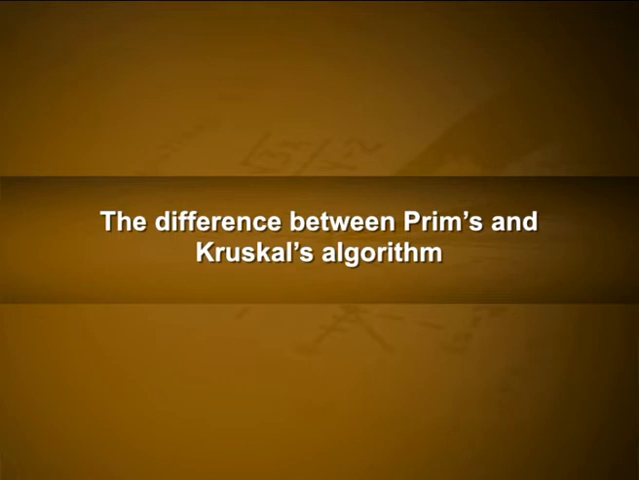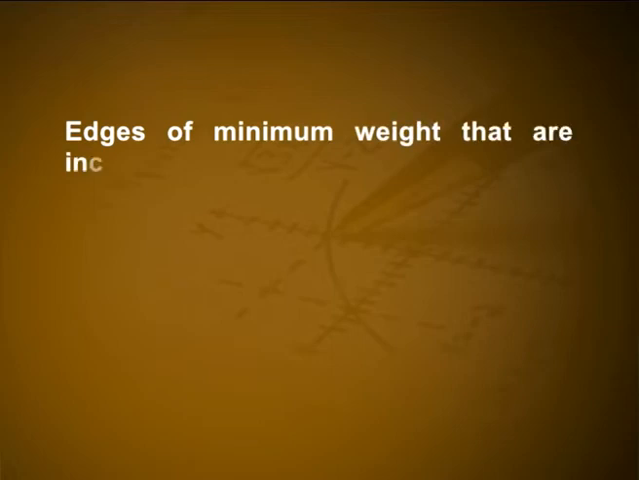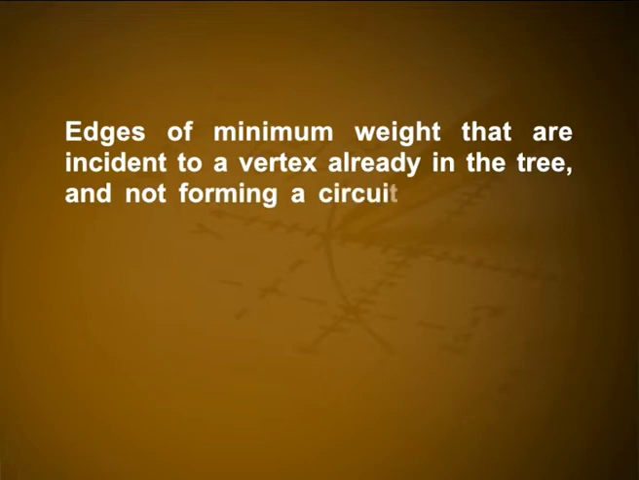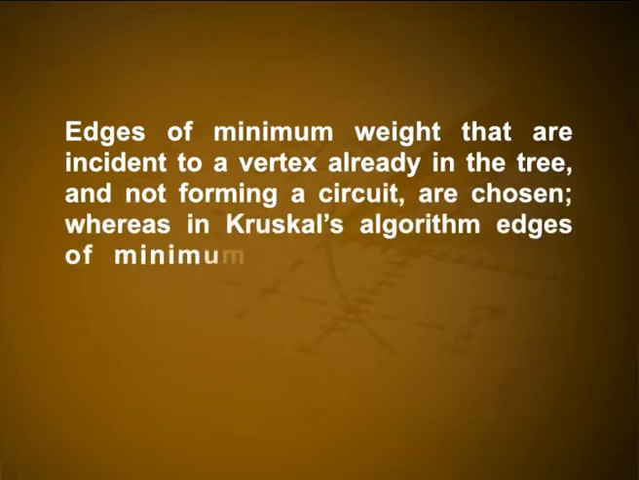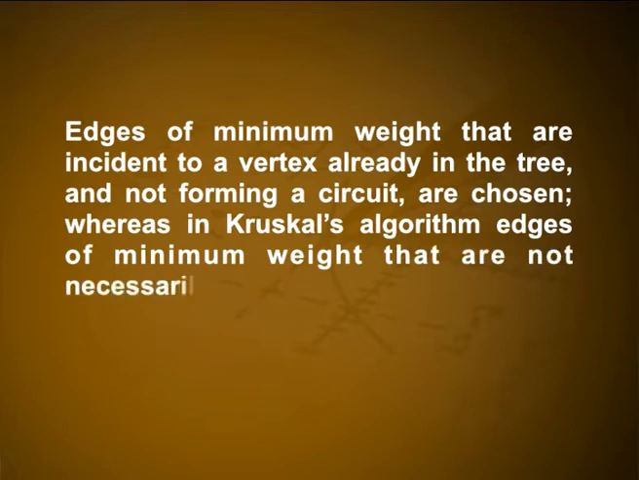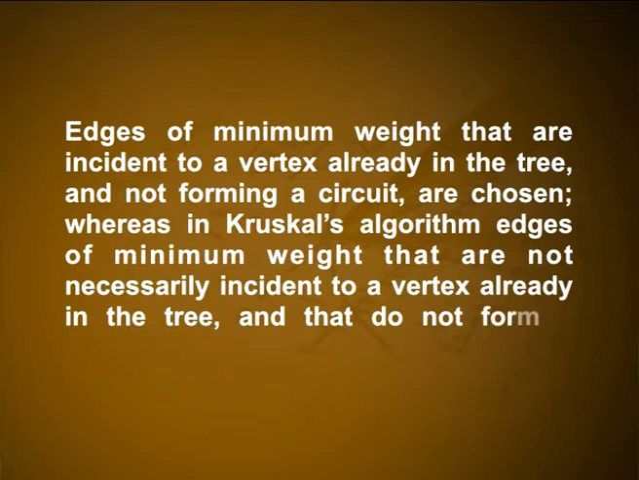The difference between Prim's and Kruskal's algorithm. In Prim's algorithm, edges of minimum weight that are incident to a vertex already in the tree and not forming a circuit are chosen. Whereas, in Kruskal's algorithm, edges of minimum weight that are not necessarily incident to a vertex already in the tree and that do not form a circuit are chosen.